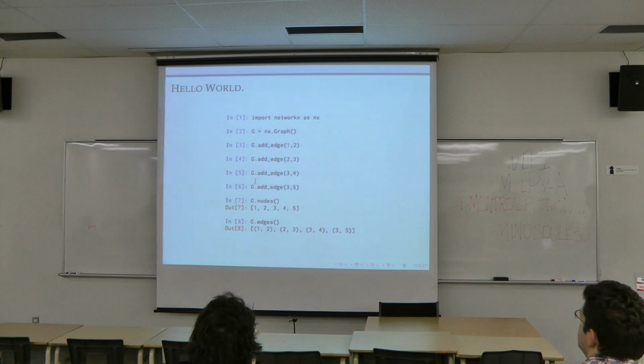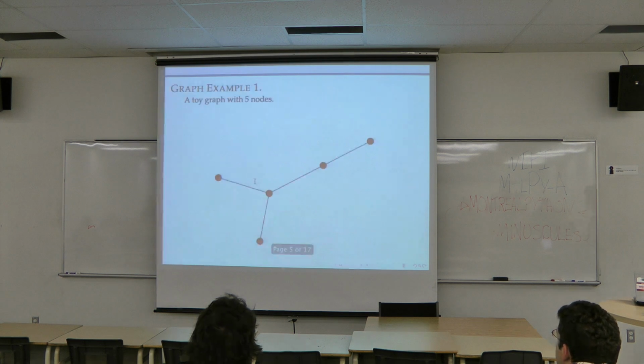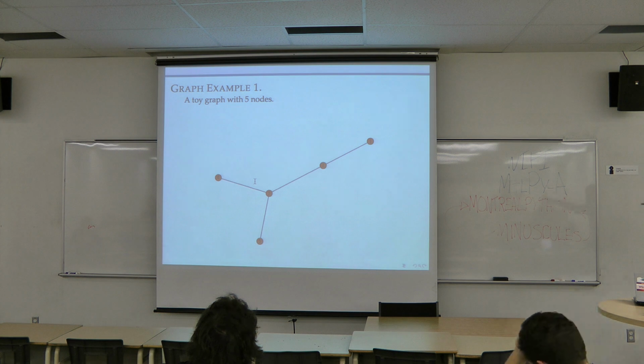So hello world for NetworkX looks like this. You create a graph G, and then you're going to add the edge iteratively. So 1, 2, 2, 3, 3, 4, 3, 5. And you can query the nodes very easily. You get the nodes 1, 2, 3, 4, 5, and you get the edges 1, 2, 2, 3, 3, 4, 3, 5. And you can visualize this. It looks like that. So you have the nodes and edges, right?